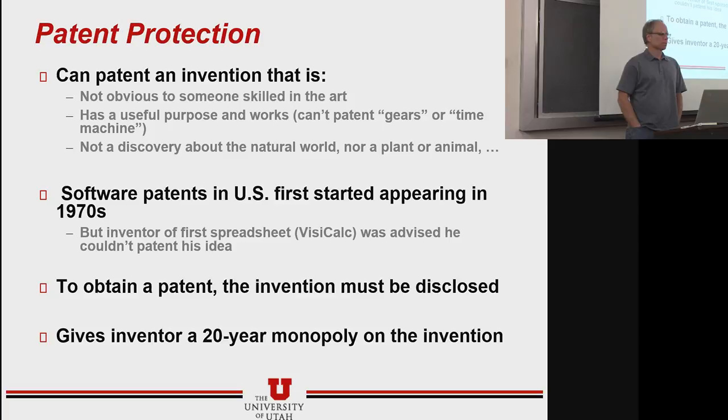It says here you can't patent discoveries about the natural world or plants or animals, and yet there are companies that have patented genes, human genes. For example, Myriad Genetics, yes, up in Research Park. They have a breast cancer test, and it's expensive because they patented it. They have a patent on the gene that is used in the test.